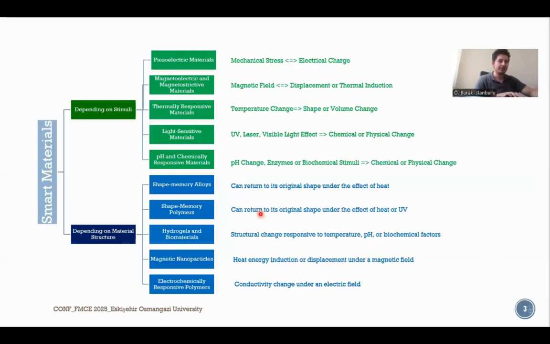Smart materials with shape memory alloy or polymer structures have the ability to return to their original shape when exposed to a specific temperature. In biomedical applications, this temperature is typically around 37 degrees Celsius, which corresponds to the body temperature. In smart biomaterials containing magnetic nanoparticles, exposure to a magnetic field can induce heating or displacement. Such behavior makes these materials suitable for targeted drug delivery applications.